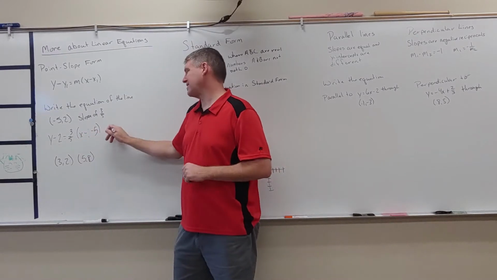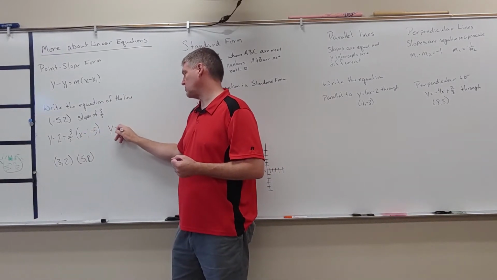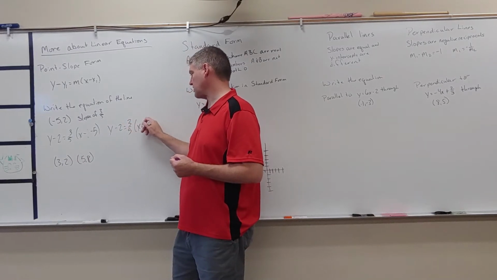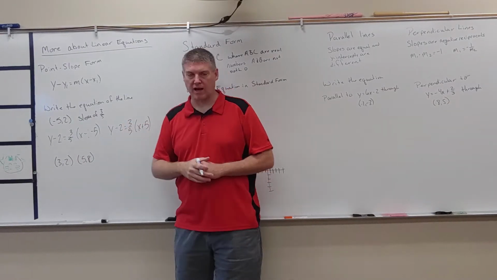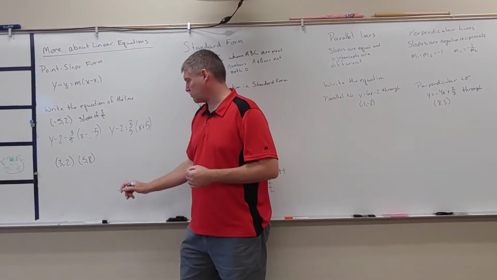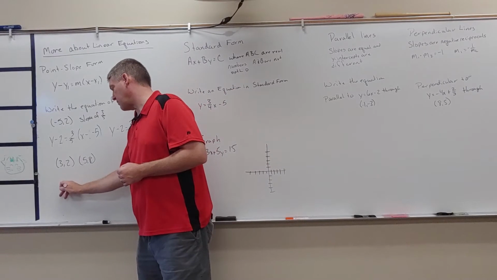Could I simplify this? Yeah. Y minus 2 equals 3/5 x plus 5. A lot of you will go straight there. Now, what happens when I have two coordinates? Well, the first thing I want to do is find my slope.